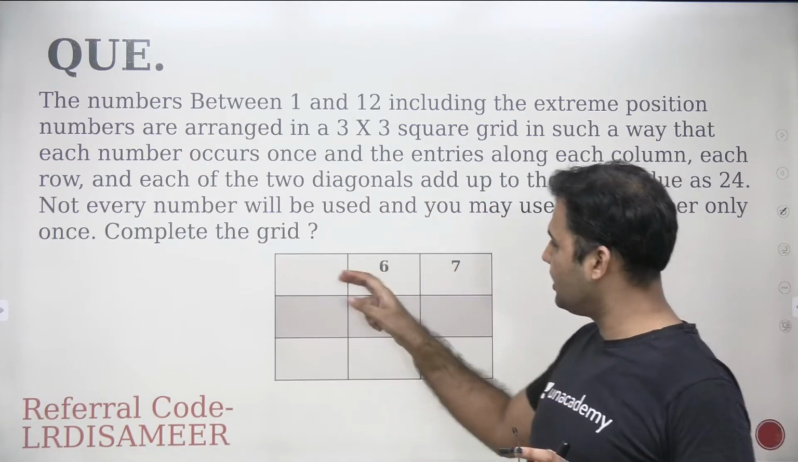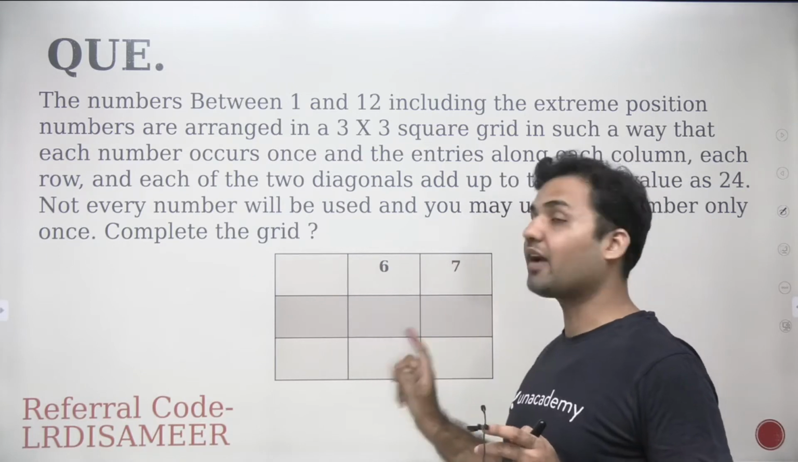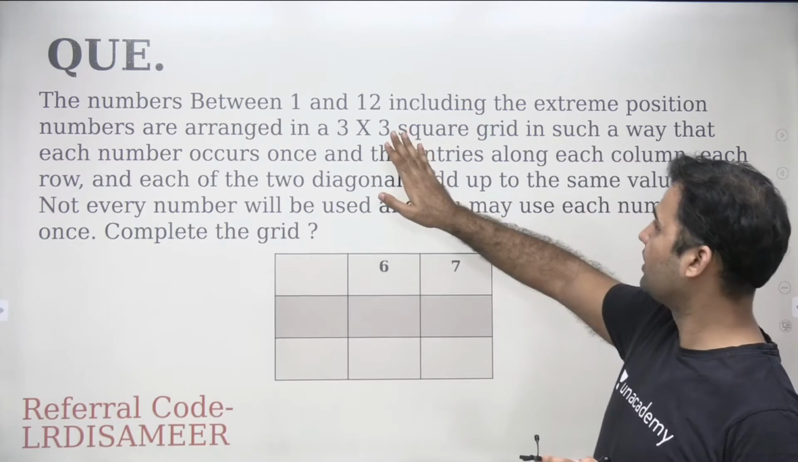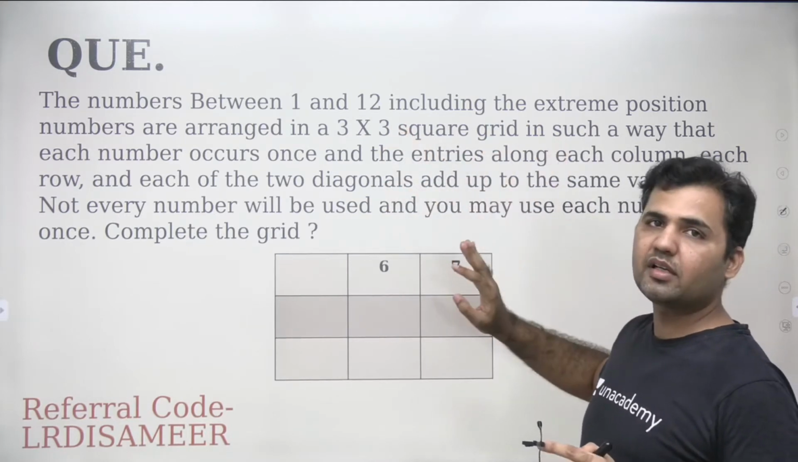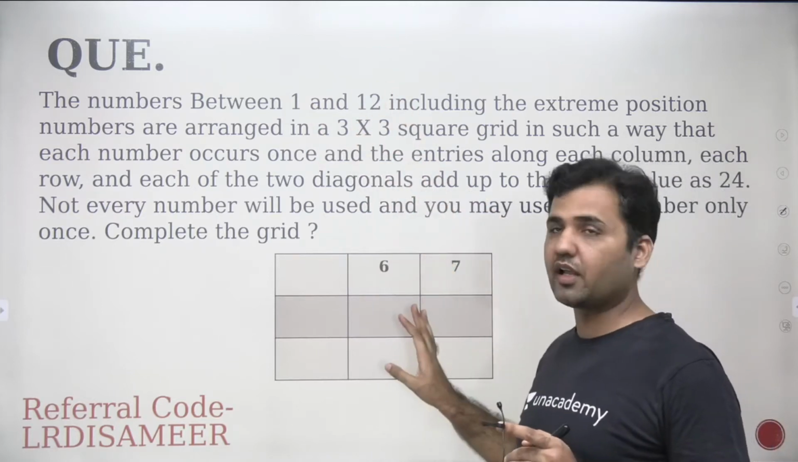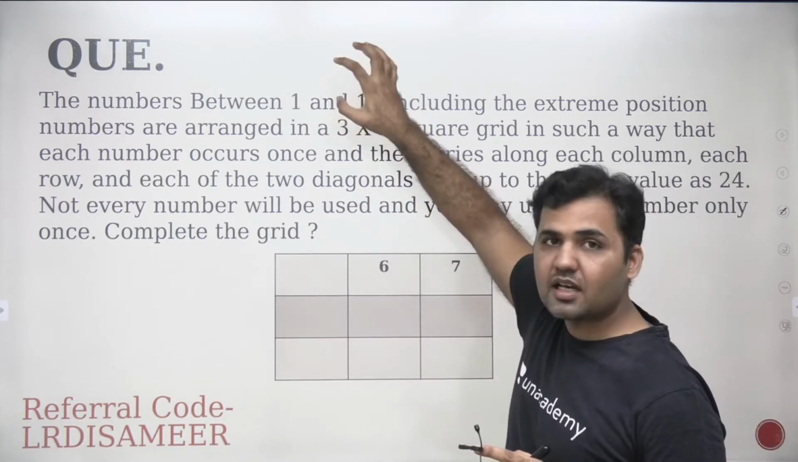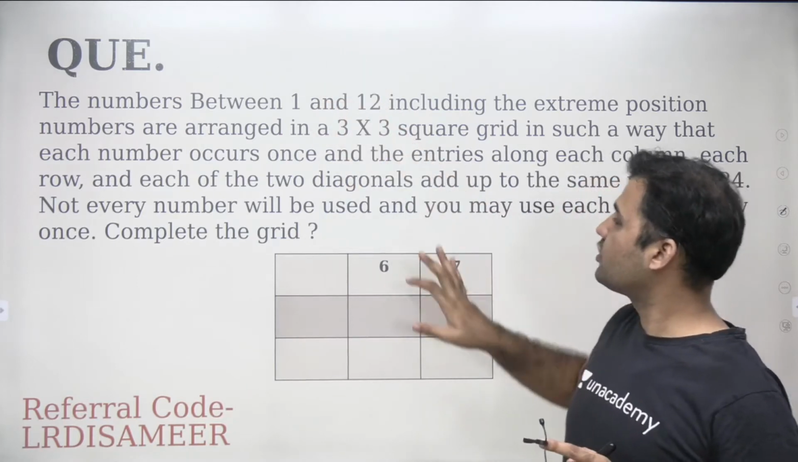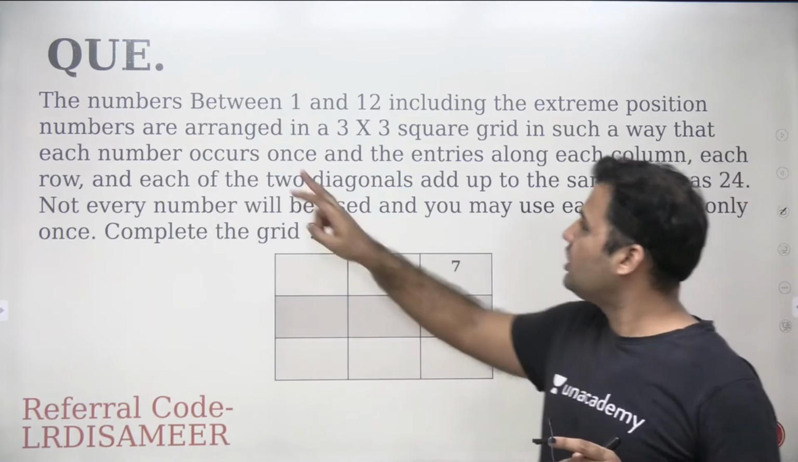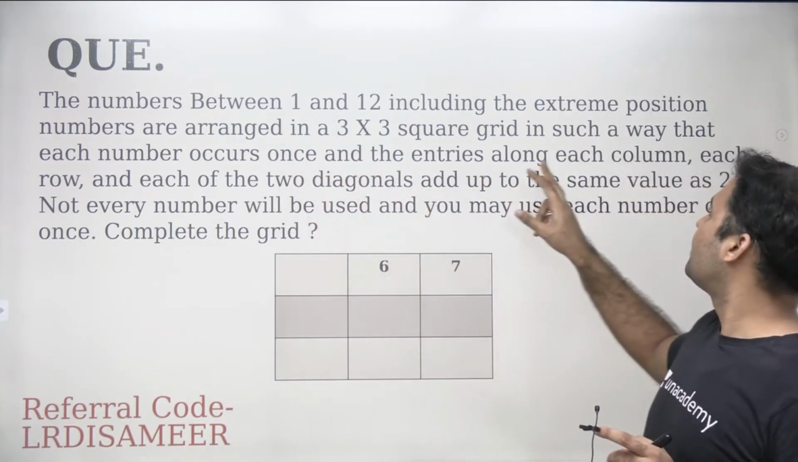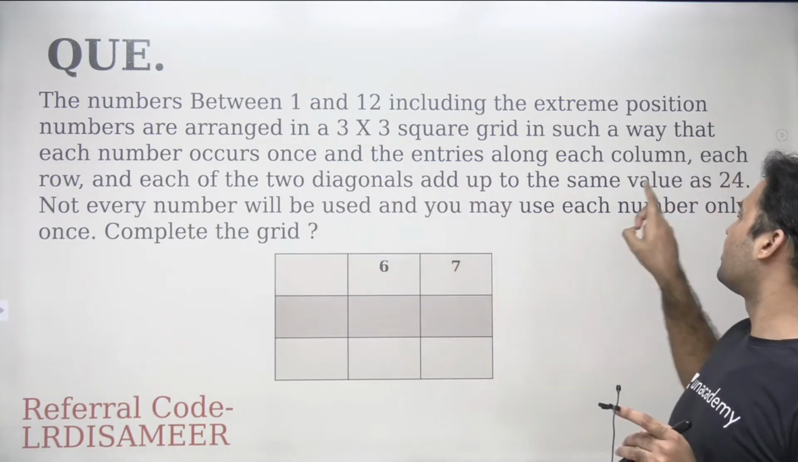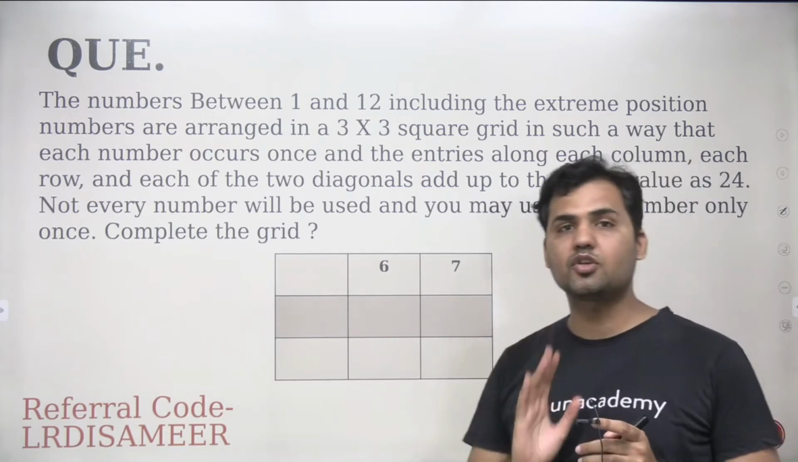Now the problem is, in a 3 into 3 matrix, the total number of cells that you have is 9. Numbers that you're supposed to fill is 12, right? When you read it further, it says that not every number is supposed to be used. It doesn't mean that every number from 1 to 12 has to be filled here. You're supposed to select 9 numbers out of these 12 numbers to be filled in a 3 into 3 square grid in such a way that each number occurs once and the entries along each column, each row and each of the 2 diagonals add up to the same value, 24. The summation should be 24.